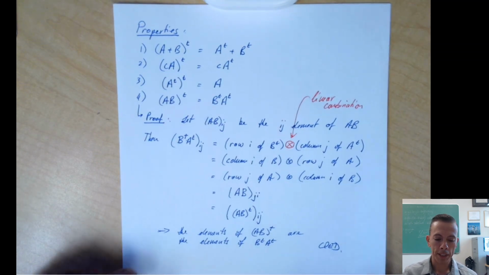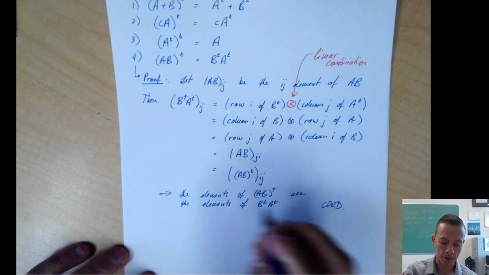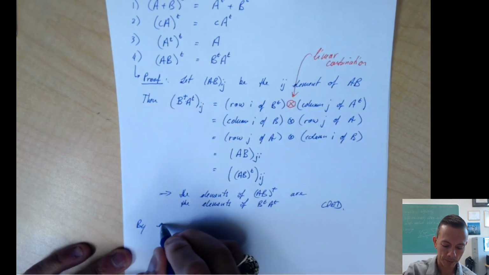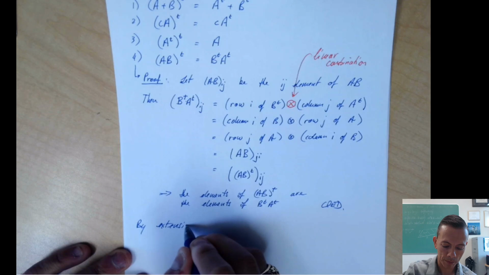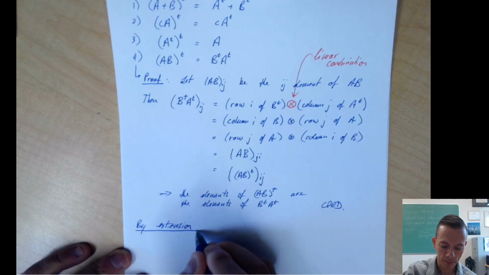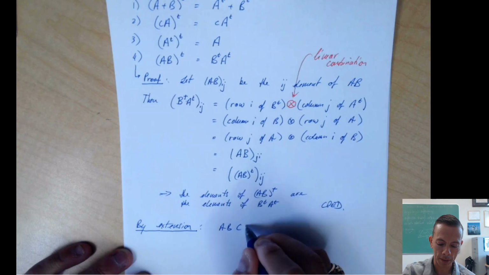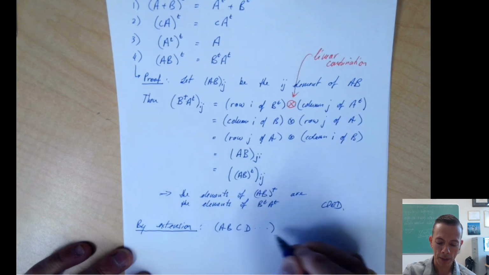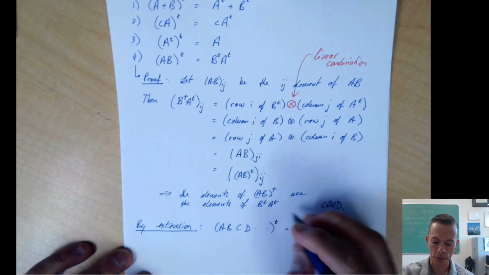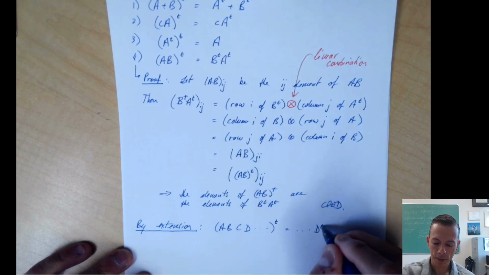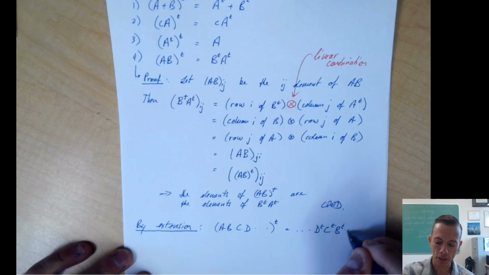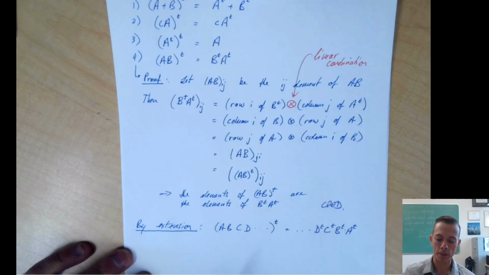And by extension, you can do this with a longer product. So for example, if you have A times B times C times D, etc., a long product that you transpose, the transpose reverses the order: D transpose times C transpose times B transpose times A transpose, etc.